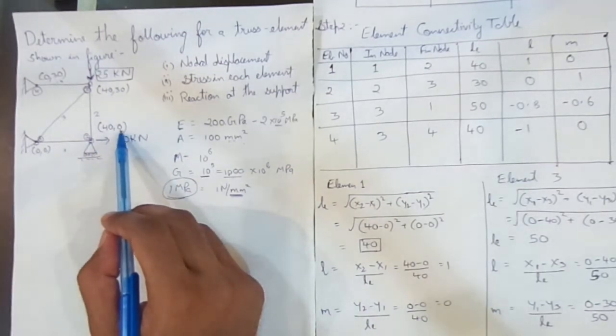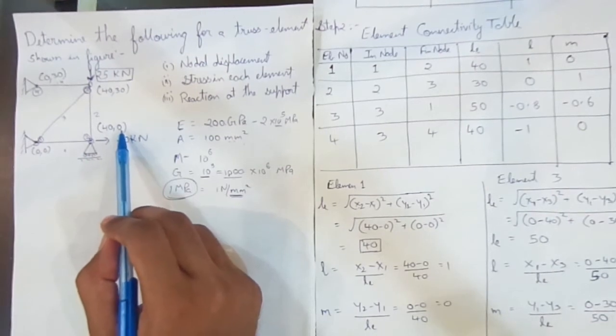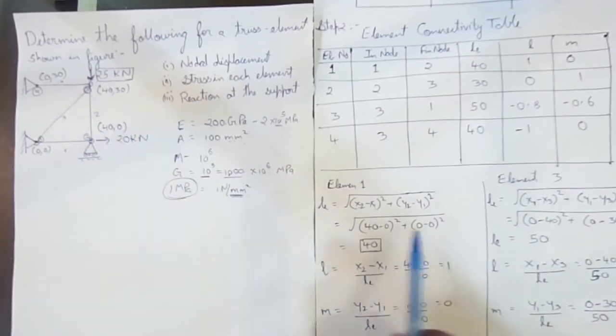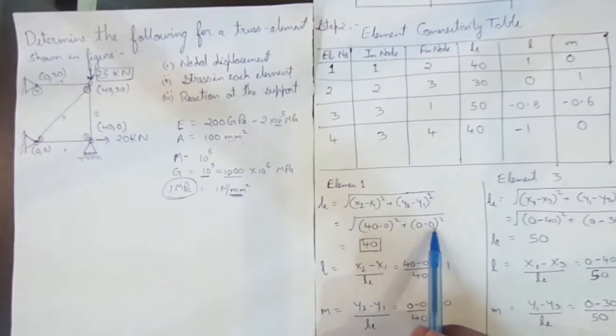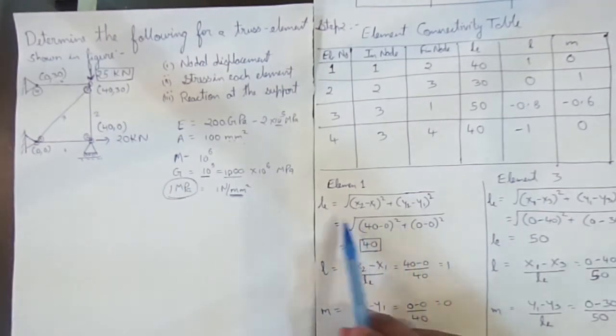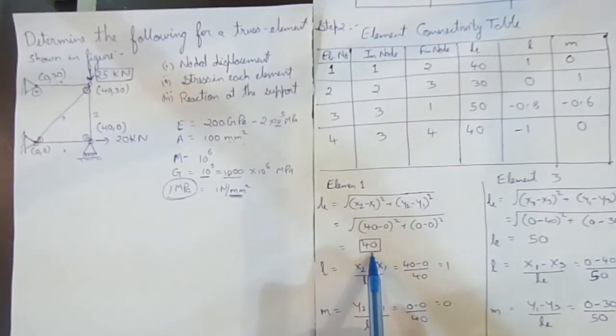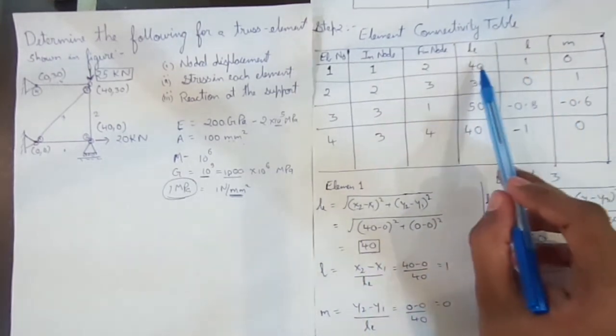final node of y. Final coordinate of y is 0. So 0 and initial coordinate is 0. So y2 minus y1 is 0 minus 0. And when you solve this, you will get LE is equal to 40. So only I have written LE is 40 here, right?